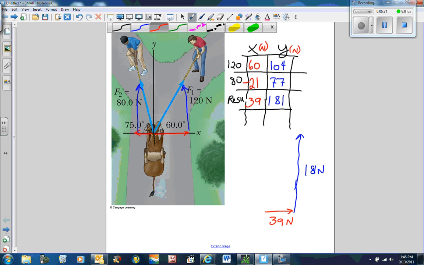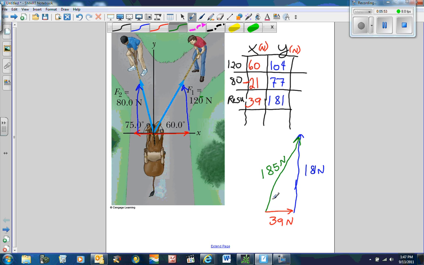Okay, and so what I want is the hypotenuse. I want to know what the net force is. So I'm going to use the Pythagorean theorem, because these are 90 degrees to each other: 181 squared plus 39 squared. Take the square root, and when you do that, you should get 185 newtons. I'm going to keep it at 3 significant figures. This only has 2, but let's just say that it has 3.